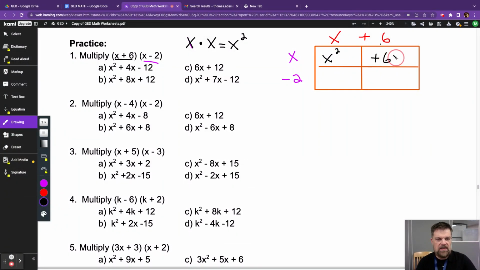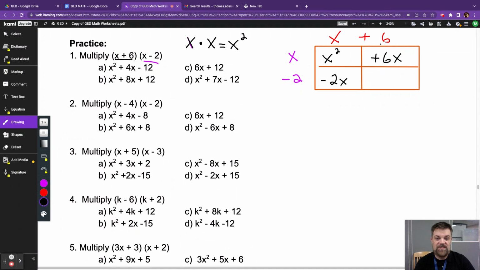So this would be a positive 6X. Now you'll say, why would you say positive? It's just an easy way to remember that that's going to be a plus sign. Okay. So now what's negative 2 times X? Negative 2X. Yep. So you got negative 2X. And then what's negative 2 times 12?